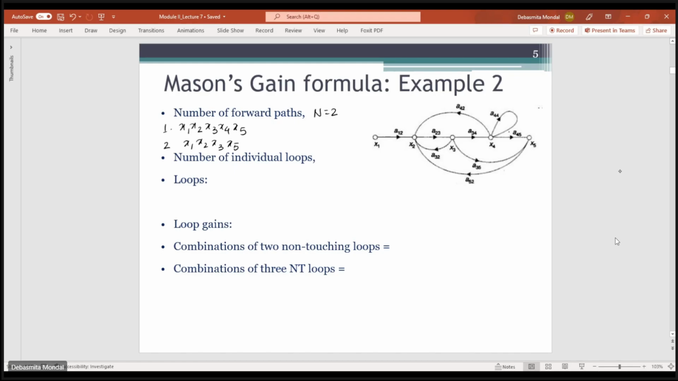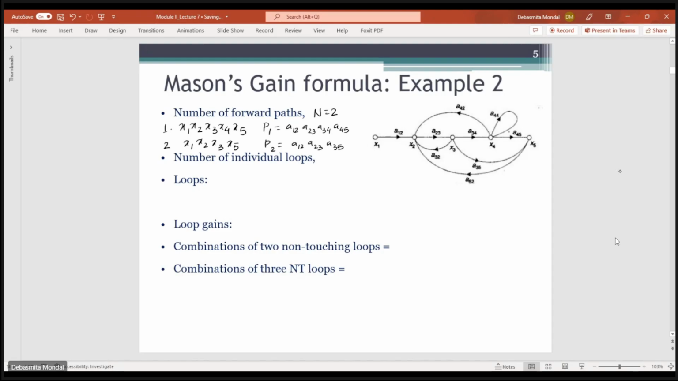Now if you write the forward path gains, the value of P1 will be equal to A12, A23, A34, and A45, and P2 will be equal to A12, A23, then A35, right? So this is the first step that is done.